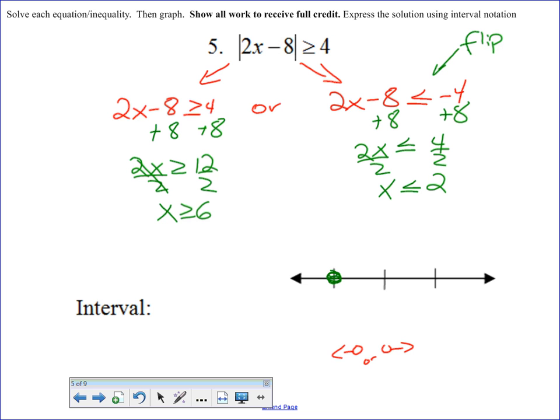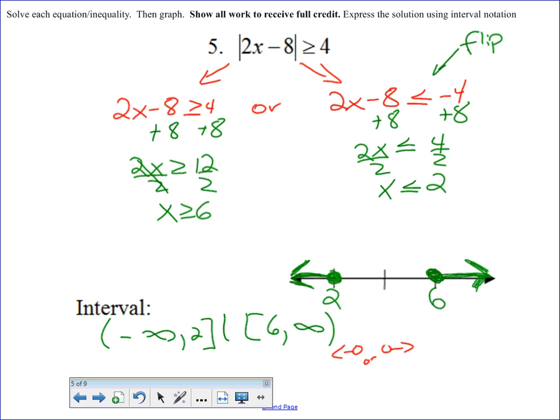So closed circle here. Once again, they're closed circle because this time it is not just less than, but less than or equal to. So it's less than 2, so we go down from 2, and then greater than 6, so we go up from 6. And our interval this time is going to be a little bit more complicated. It's negative infinity up to 2, with 2 included, and 6 to infinity. And it's the union. Remember, that symbol here means union of those two sets.